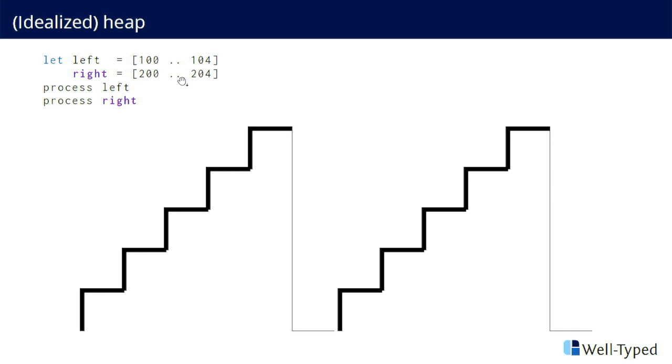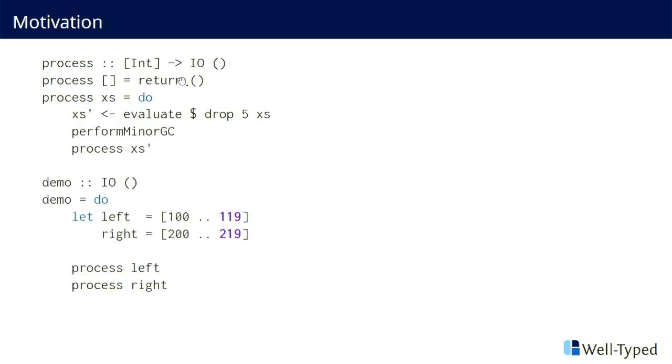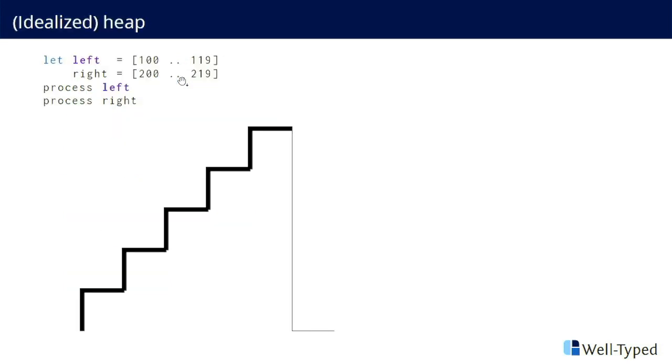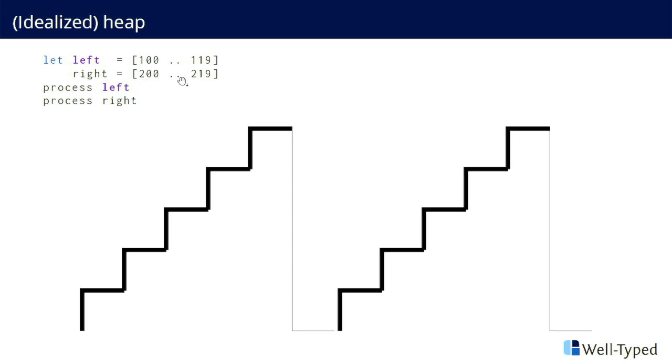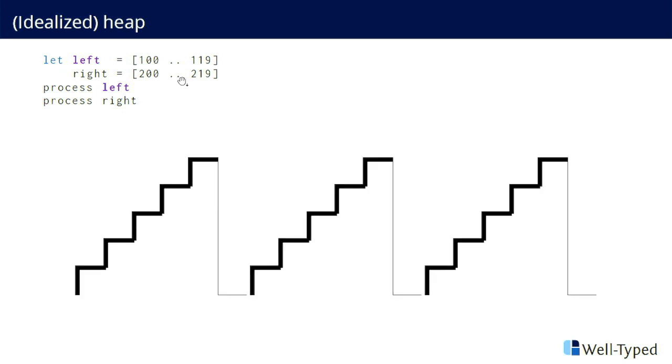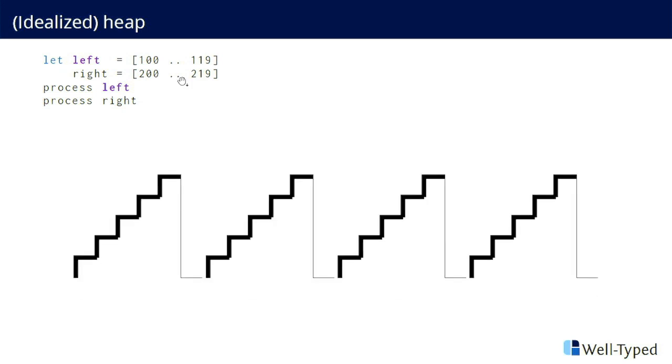Okay. Now I make one tiny change to this program. Instead of having 5 elements in these 2 lists, we have 20 elements in these 2 lists. Should be the same thing, right? So let's look. We run the program. We start processing the left list. 5 elements get allocated, deallocated, we're good. The next 5 allocated, deallocated. Next 5 allocated, deallocated. Next 5 allocated, deallocated.